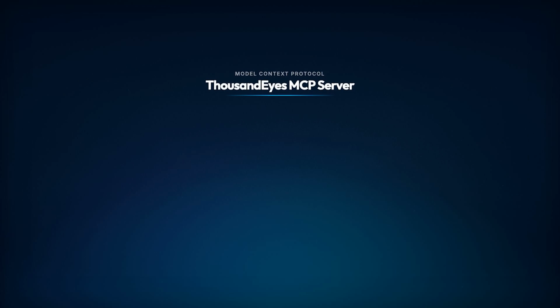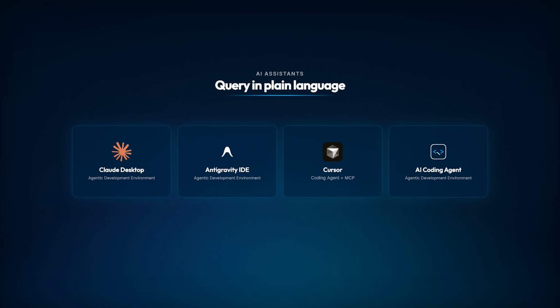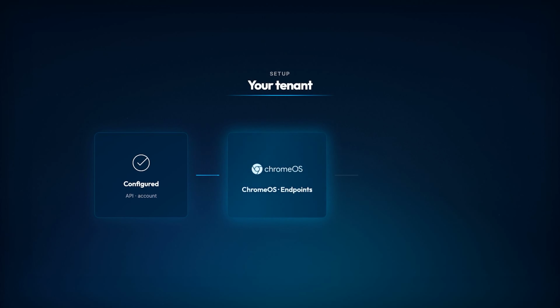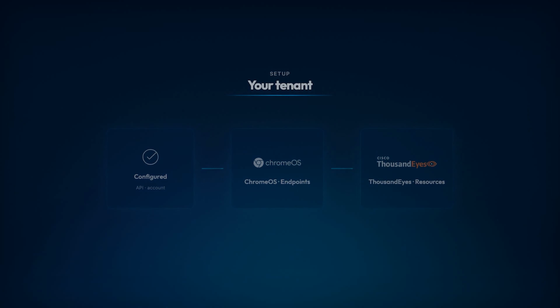The ThousandEyes MCP server exposes endpoint experience data through the Model Context Protocol, which means any MCP-compatible client can query it in plain language. ChromeOS endpoints show up like any other ThousandEyes resource once the MCP server is configured against your account. Keep in mind that the output you receive from a ThousandEyes MCP server will vary depending on the AI model you use to interact with it.